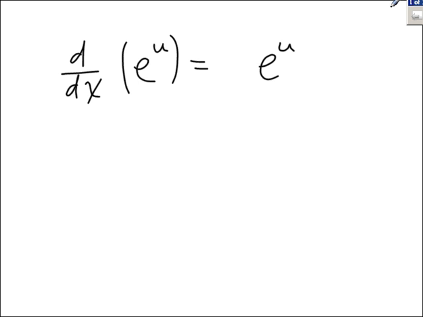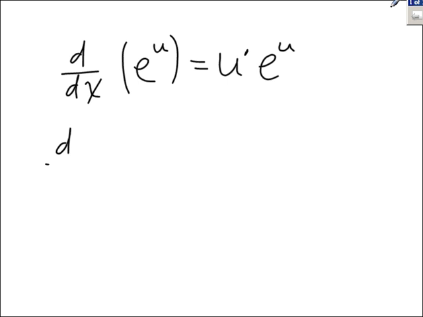Let's talk about differentiation and integration of the exponential function. If you want to take the derivative with respect to x of e to any power, you get back e to that power times the derivative of the power.